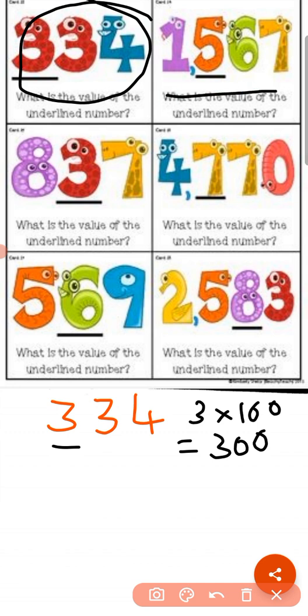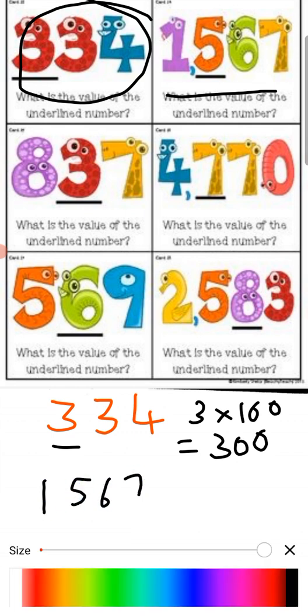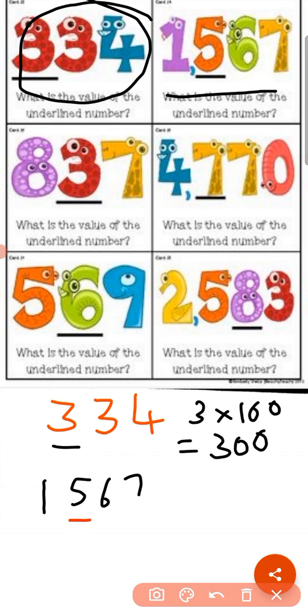Next, this is a 4-digit number, 1567. 5 is underlined. Check the places. 7 is in ones place, 6 in tens place, 5 in hundreds place. So you should multiply by 100. So 500 is the place value of the underlined digit 5.